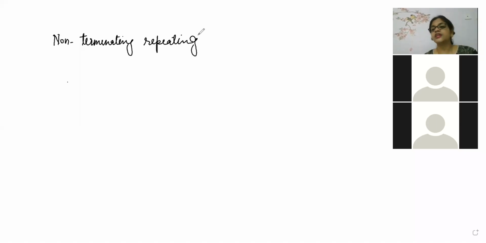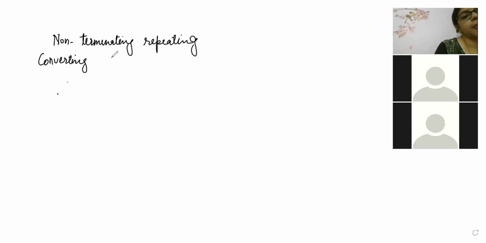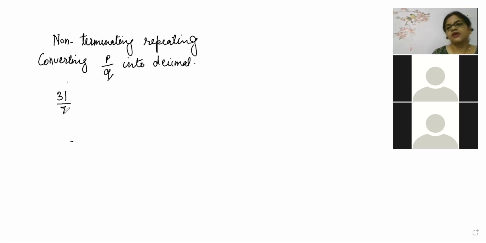Beta, for non-terminating repeating, I will give you a clue. That clue you have to pick. The easiest question: first we will convert P by Q into decimal and decimal into P by Q form. So the easiest one first we will start. Converting P by Q into decimal. For that, a simple question: if 31 by 7 is there, use the long division method and convert it into decimal.